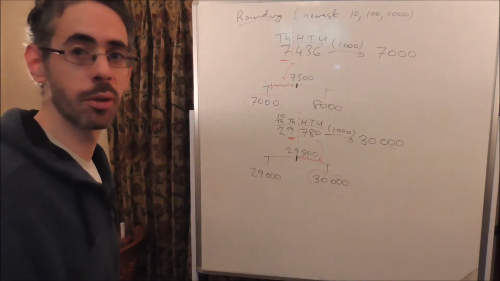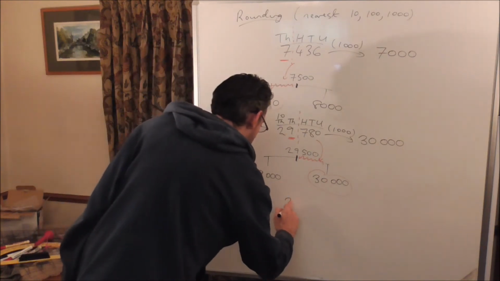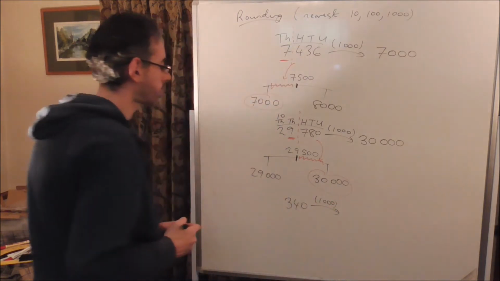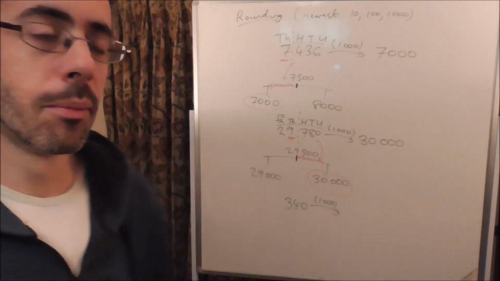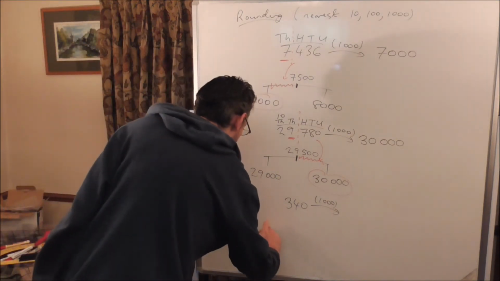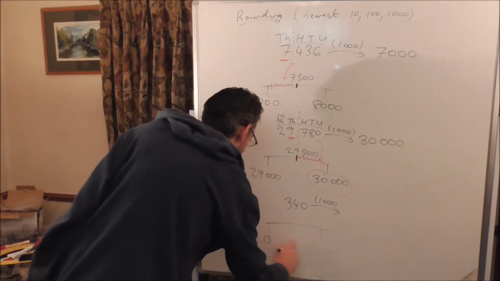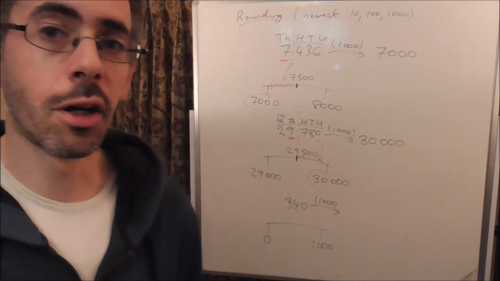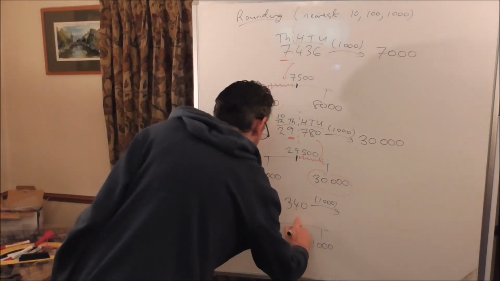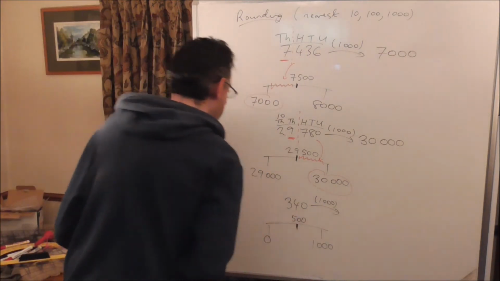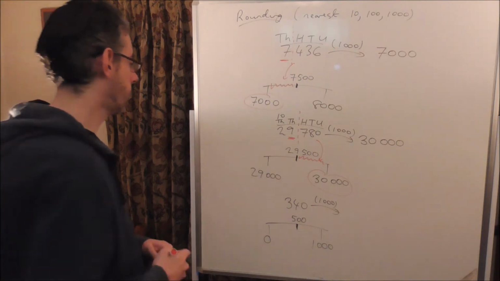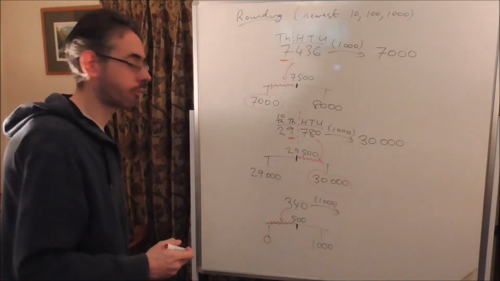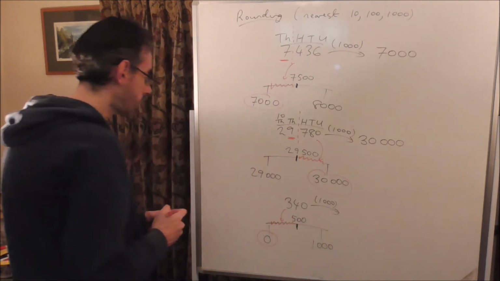Now just to finish off this bit, I'm going to do a bit of a strange one. What is 340 to the nearest 1,000? It's a bit of an unusual one. On a number line, 340 is less than 1,000, so I guess you could say it's between 0 and 1,000. The number halfway between 0 and 1,000 is 500. But 340 is even less than 500, so it's here somewhere. So I guess the nearest 1,000 you'd have to say it's 0. So that's a bit unusual.